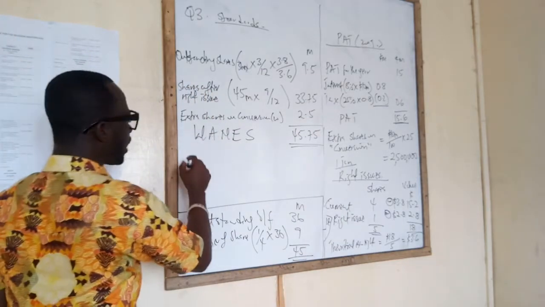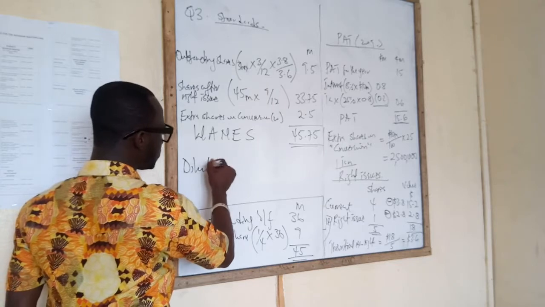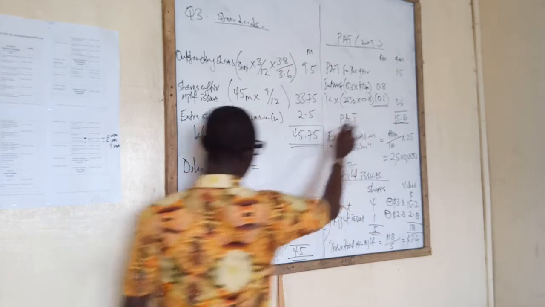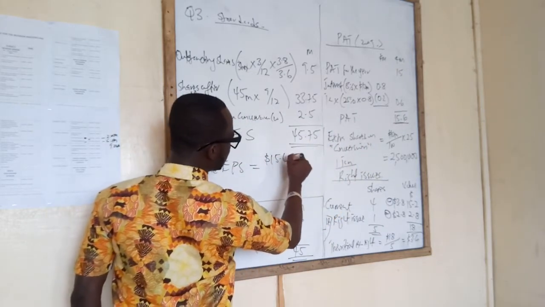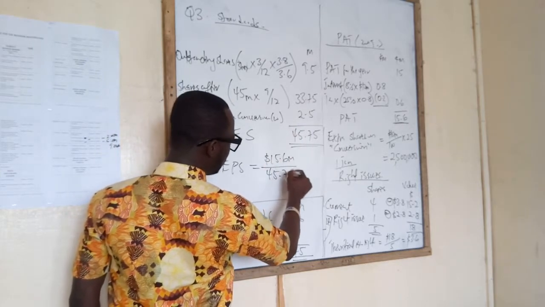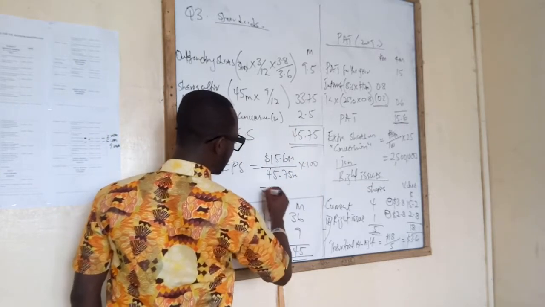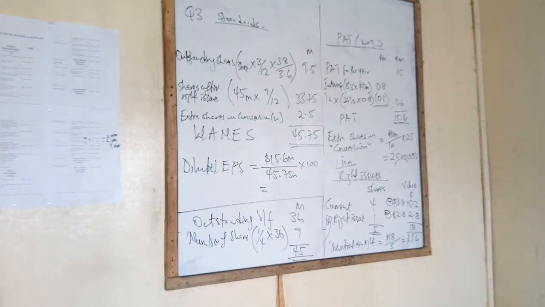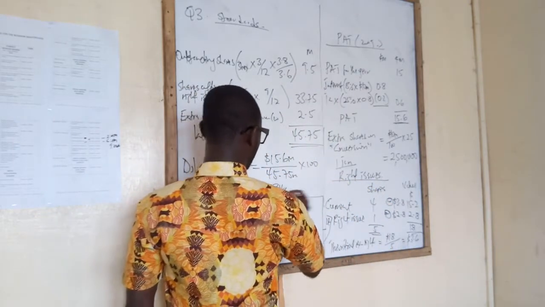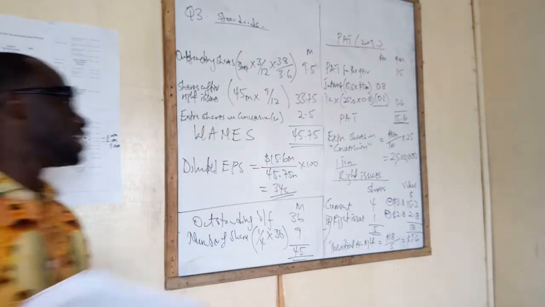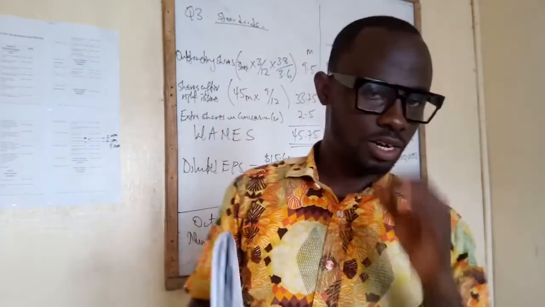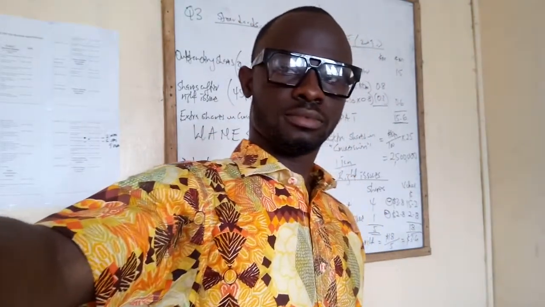45.75. Now we can calculate the diluted earnings per share, which will be equal to the profit after tax, 15.6 million, divided by the weighted average 45.75 million times 100 cents. 34 cents. That's it. So this is the answer to the question. Any question? So D.